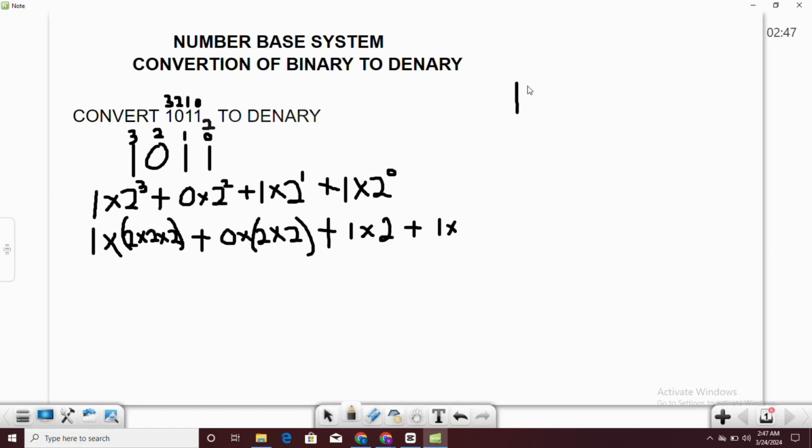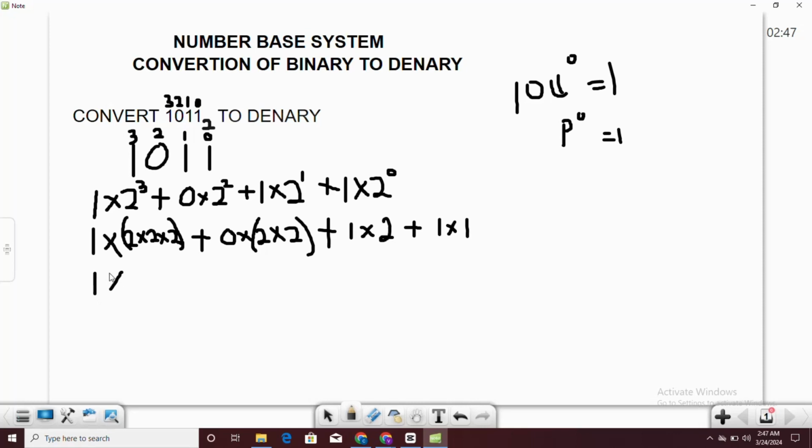I want to use this opportunity to tell you that any number raised to power 0 will give you 1. Any number at all, even if you have 1 million and 44, anytime it is raised to power 0, it will be 1. Even if a letter, maybe p, is raised to power 0, in mathematics it is going to be 1. So take note of that. So 2 raised to power 0 is 1.